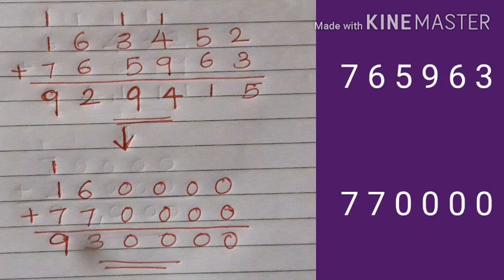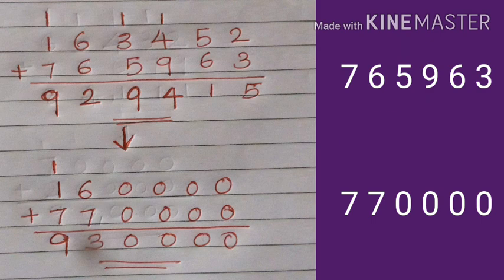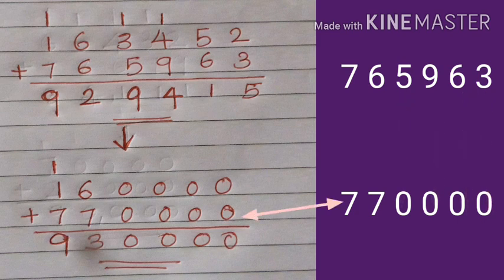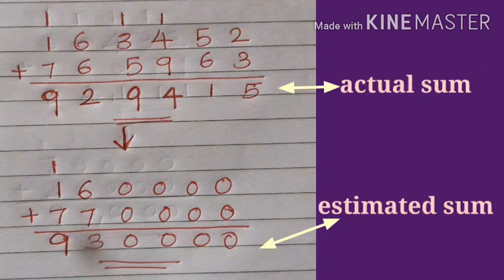Then the next number is 7,65,963, rounding to the nearest 10,000s place. We look at the thousands place, it is 5. So the 10,000s place changes to the next number, 6 becomes 7. So we get the answer 7,70,000. Add these two numbers, we get 9,30,000. The actual sum is 9,29,415 and the estimated sum is 9,30,000.